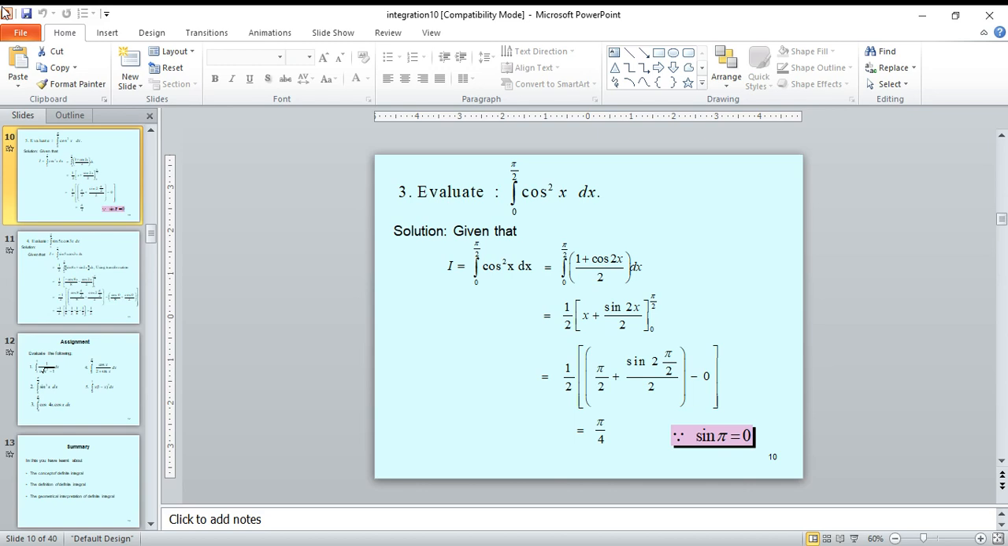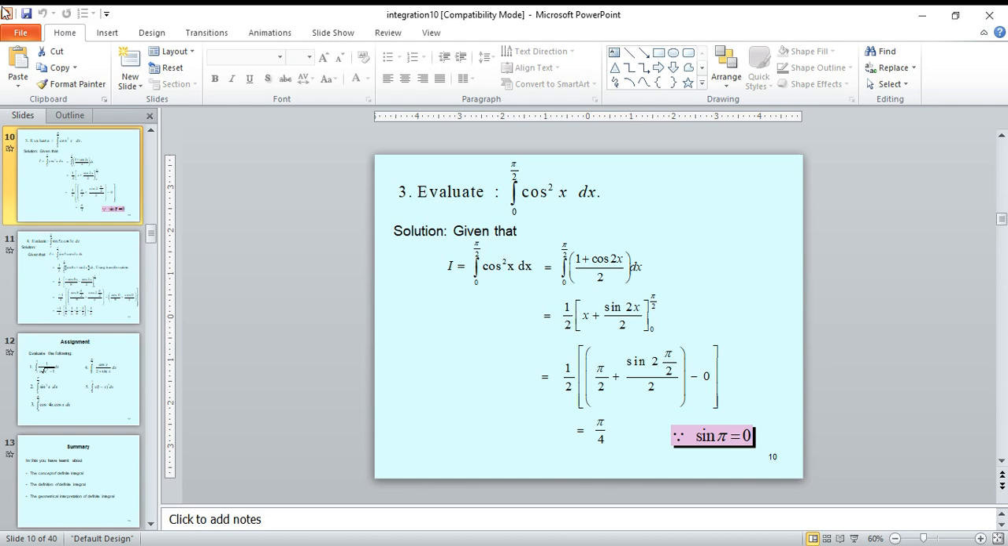1 by 2 of the integration of 1 dx is x. The integration of cos 2x is sin 2x by 2. So the interval is 0 to pi by 2. Apply the upper interval and lower interval. 1 by 2 is common.